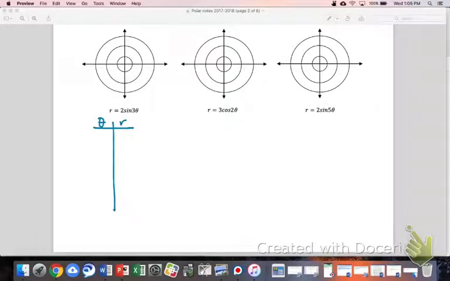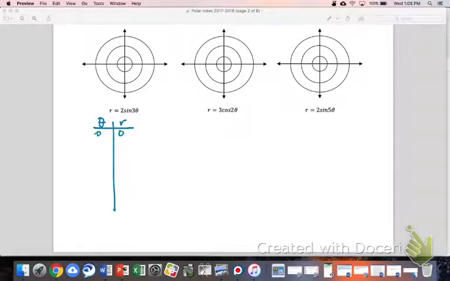So what would be a logical theta for us to start off with? 0. 0, always a good one to start off with. If I plug in a 0, I get sine of 0, which is 0. Sine of 0, 0 times 2 is 0. So when we are pointed straight right, the radius is 0. It's really important for us to understand what those two things mean. When you're pointed straight to the right, the radius is 0, so nothing really shows up. We're still right there at the origin.